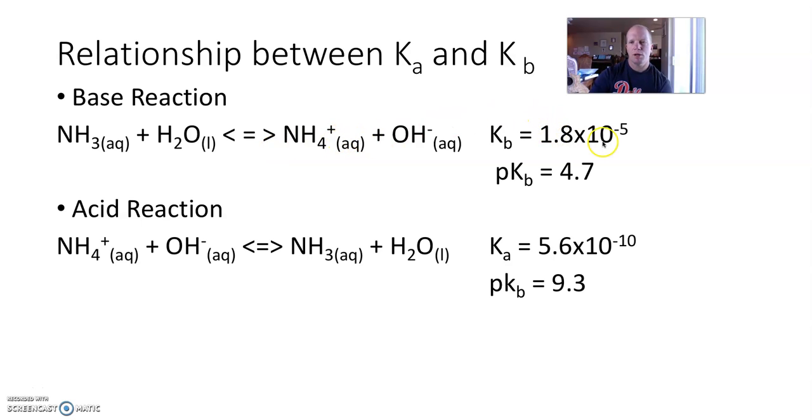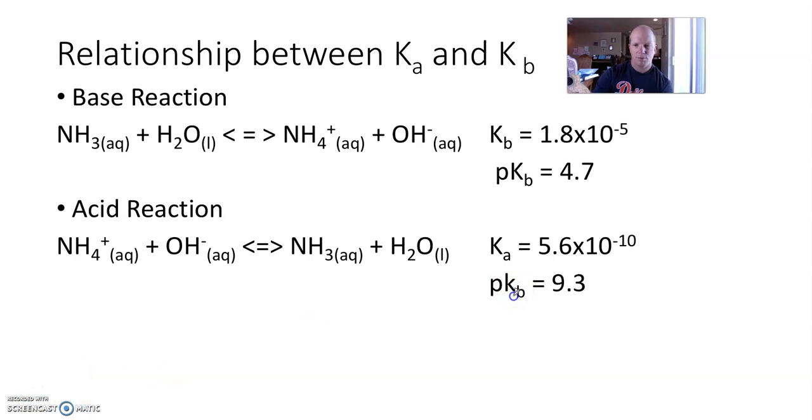Our Kb is 1.8 times 10 to the negative 5th because ammonia is a weak base, so its K is less than 1. And if we notice here, our pKb is positive. And right here, the acid reaction is going the other way. We've just flipped the reaction around, and NH4+ is a weak acid. Our Ka for that is 5.6 times 10 to the negative 10th.